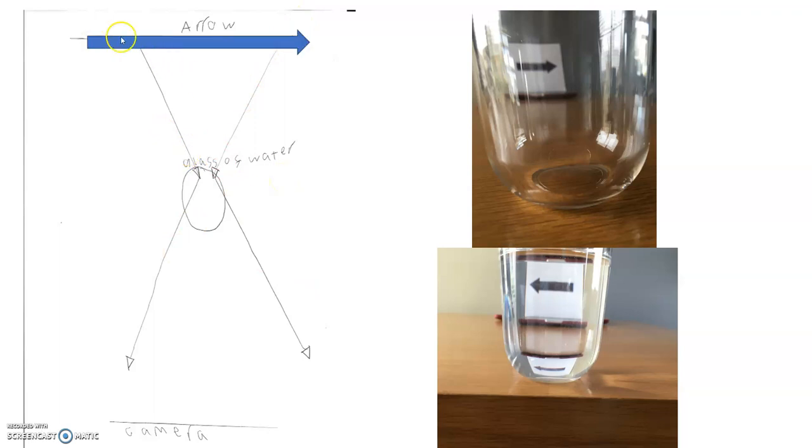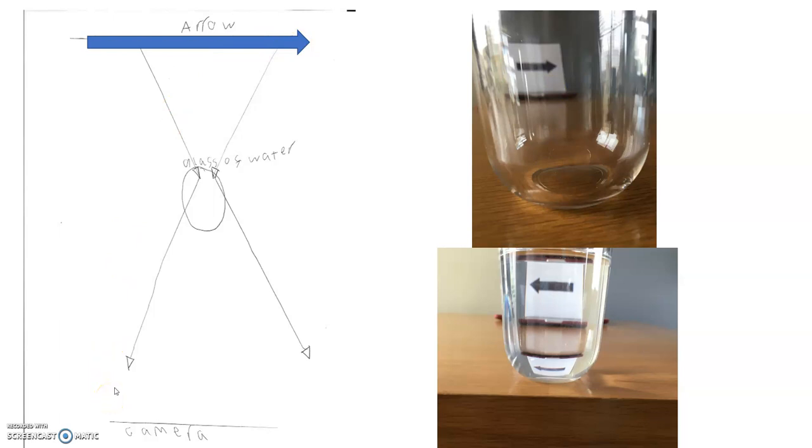Okay, so if I draw the arrow here, according to your diagram, if a ray of light comes from the top of the arrow and it hits the glass of water, it bends here and ends up at this side of the camera. So it starts here on the right side of the screen and it ends up on the right side of the screen here. But that's not what you found out, because you found out that the arrow starts all the way at the right, but then it flips. It's on the left side of the picture now. So somehow the light has to have started here and ended up here.